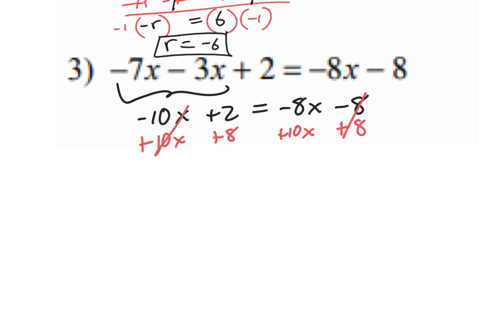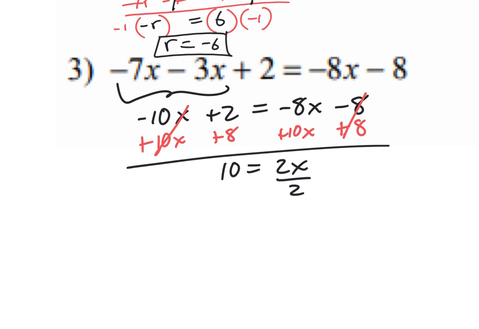These cancel, these cancel. What do I have? I get a 10 equals 2x. What's happening to my x? It's being multiplied by 2. So I need to divide both sides by 2, and I end up with x equals 5.